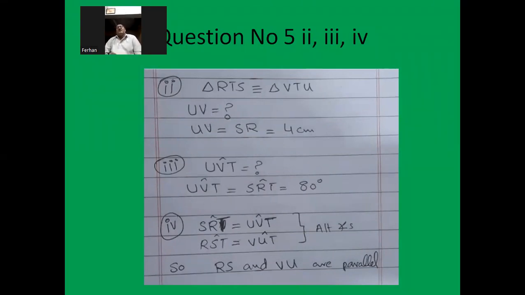The next question is what is angle UVT, and angle UVT will be equal to angle SRT, and that will be 80. And in the fourth part, he says angle SRT is equal to UVT, and RST is equal to VUT, and the reason is alternate angles. So the lines RS and VU are parallel.